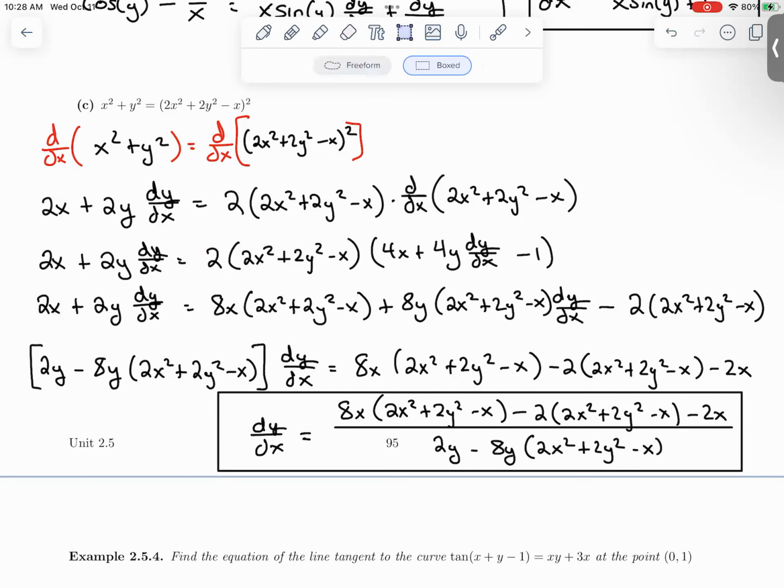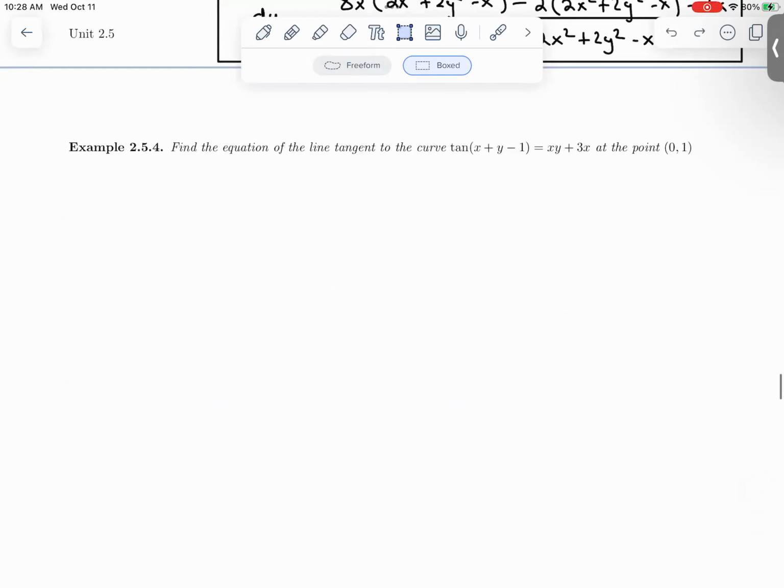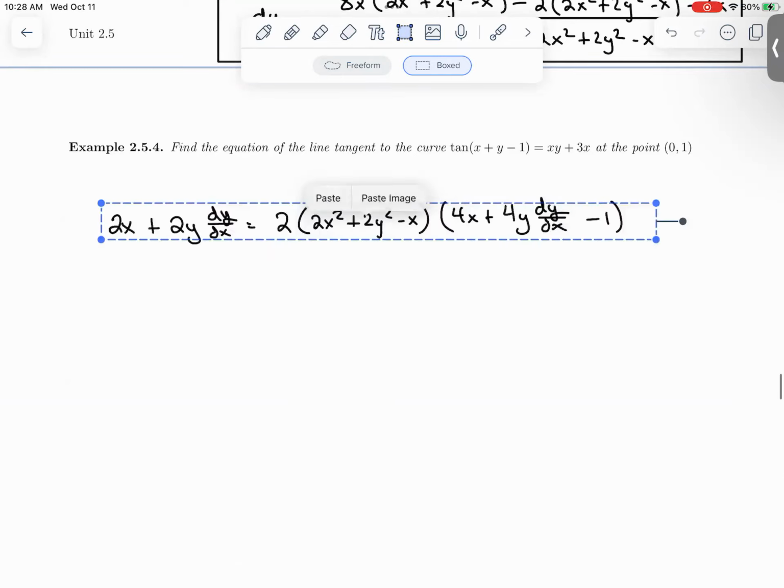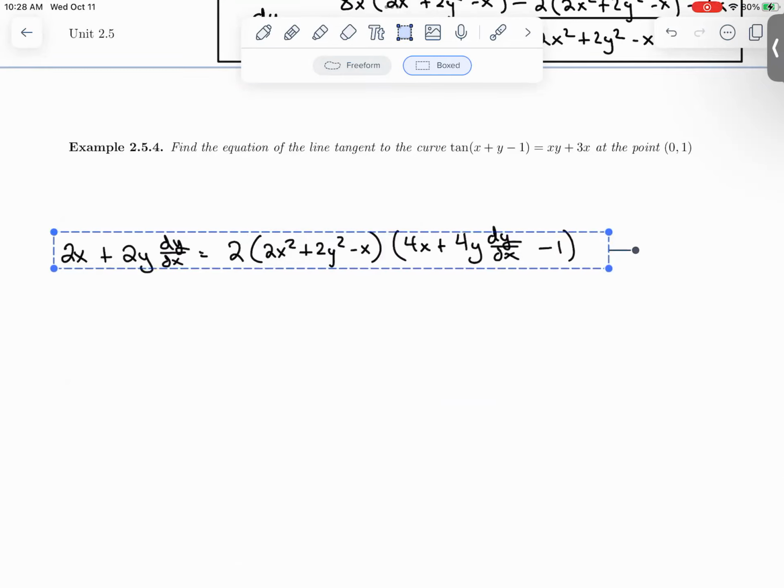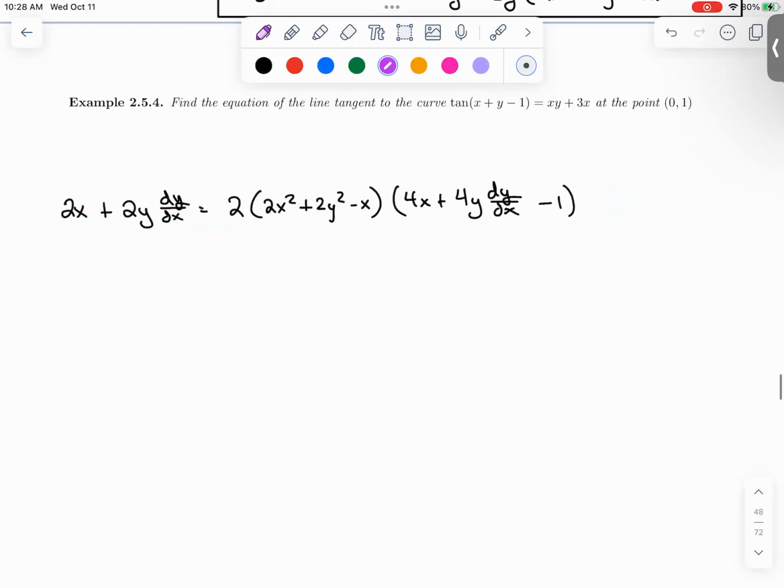At this stage, copy. So I'm going to do this just as a side, just to show you something. What you could have done, totally legitimate to do so, would be, if you wanted to, you could divide both sides of the equation by the 2 times 2x squared plus 2y squared minus x to both sides.